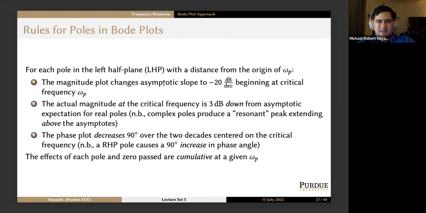Some people are asking, where do we get these rules for poles, where we get an asymptotic change in slope to negative 20 decibels per decade, the actual frequency response being 3 decibels down from the intersection of the straight line segments, and then the phase plot behaving like this, 2 decades worth of negative 45 degrees per decade slope.